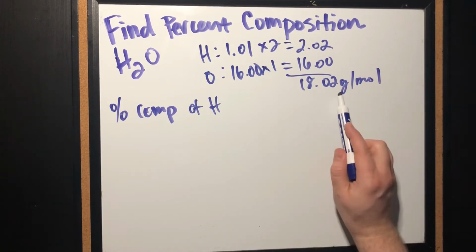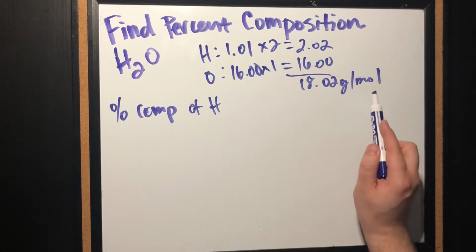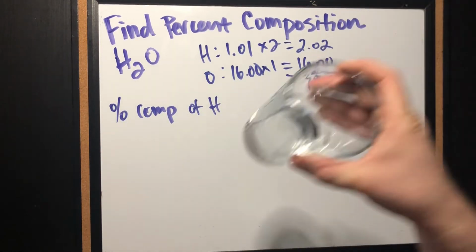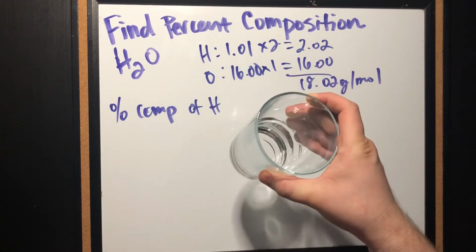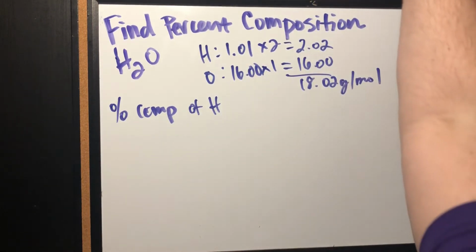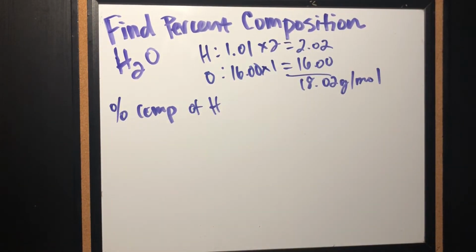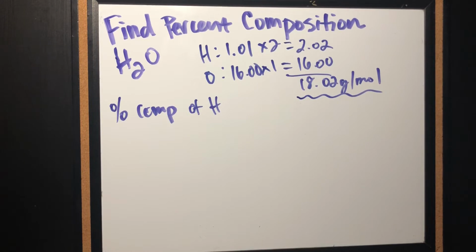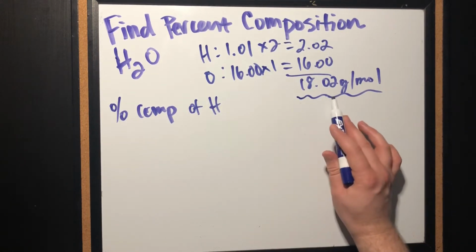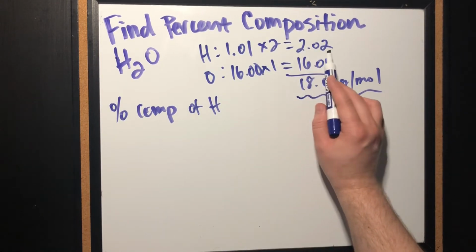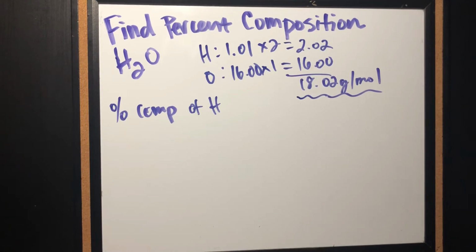Because what we know is that there's always 18.02 grams for every mole. So if I were to measure the mass of this sample of water, I wouldn't need to do that. I don't need to measure this mass of water to figure out the percent composition of hydrogen in that water, because I already have this piece of information using the periodic table. For every 18.02 grams of H2O, there's going to be 2.02 grams of hydrogen.